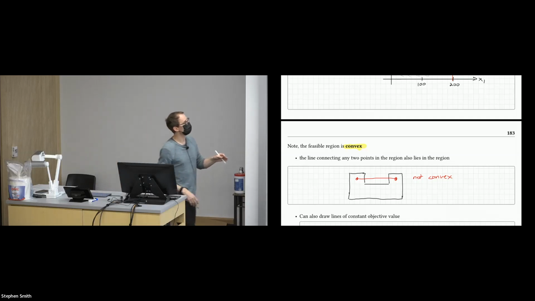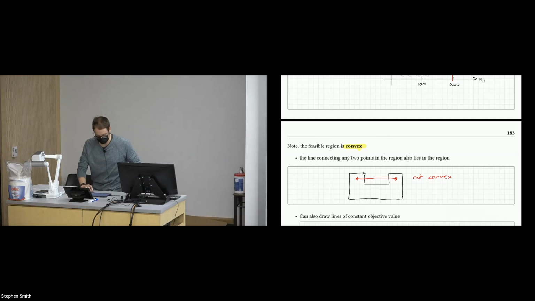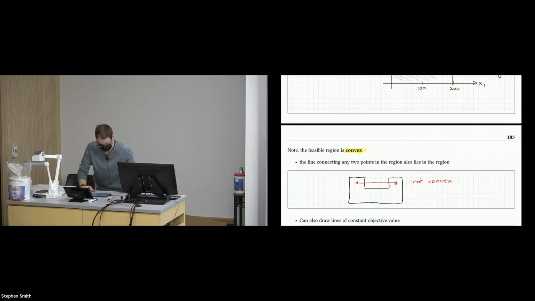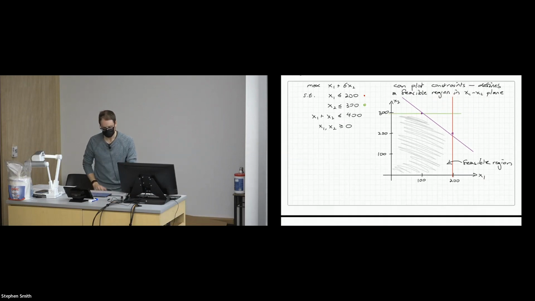The other thing that's interesting to draw on my figure up there, and I'll scroll back up to it in a second, are lines of constant objective value. So our objective was x1 plus 6x2. And so we can draw the set of all points where the objective is constant. So it's the line x1 plus 6x2 equals a constant. So let's, for example, draw the line x1 plus 6x2 equals a constant. For example, C equals 1200. So let's go back up to the line. So I want to now draw the line x1 plus 6x2 equals 1200.